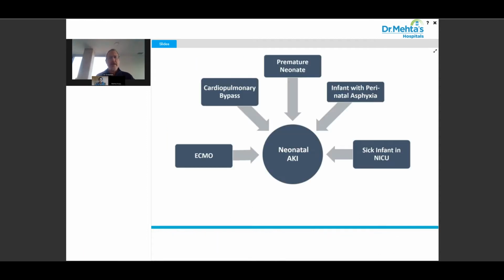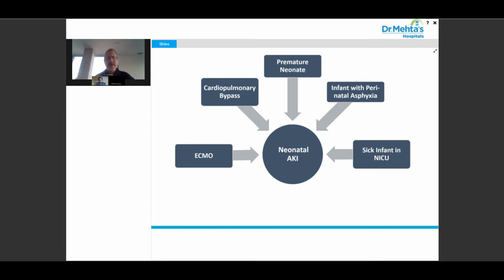What about neonatal AKI? And so this has been very much sort of the last frontier of assessing acute kidney injury in children. And just like in the PICU, and as Dr. Ganesan said, there are many different factors that are, AKI is multifactorial. This is exacerbated in neonates. ECMO, bypass, prematurity, perinatal asphyxia, and just a sick septic infant in the NICU can develop neonatal AKI.